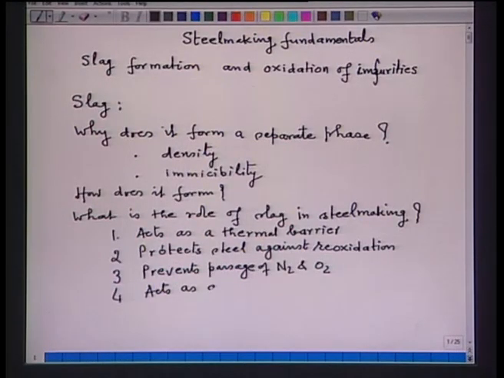Fourth, it acts as a sink for impurities. That means, when silicon gets oxidized as SiO2, Mn gets oxidized as MnO, phosphorus gets oxidized as P2O5, then they form a slag, and by creating suitable properties in the slag, it acts as a sink for all these impurities which are coming from the oxidation of the hot metal.